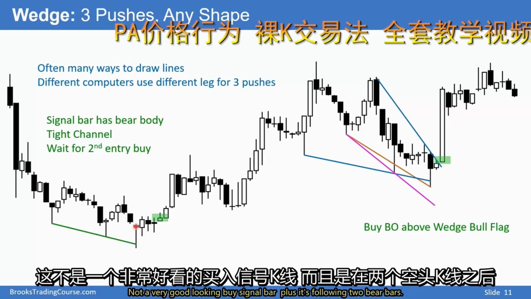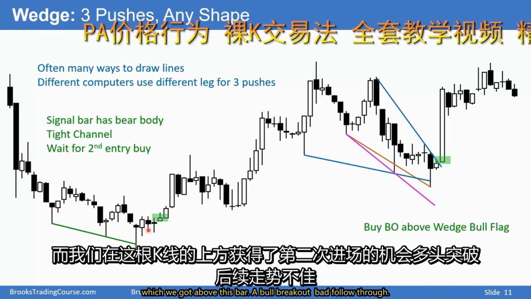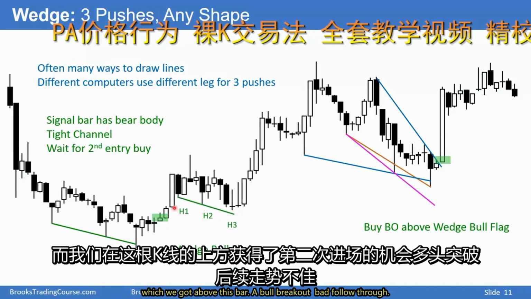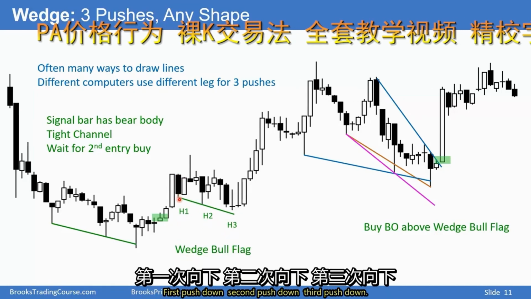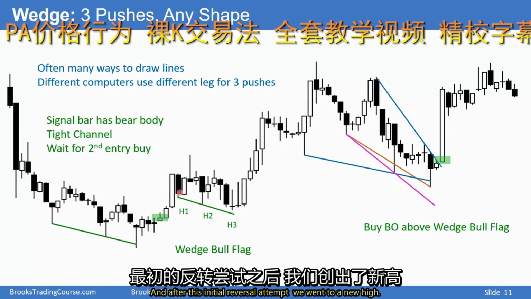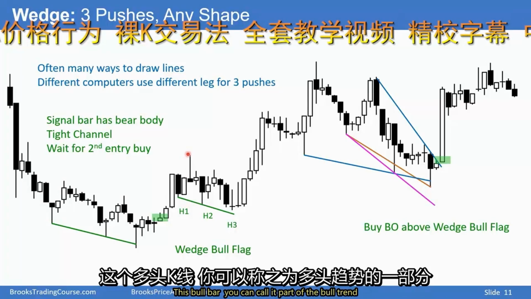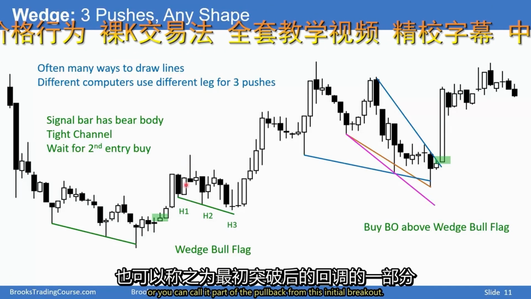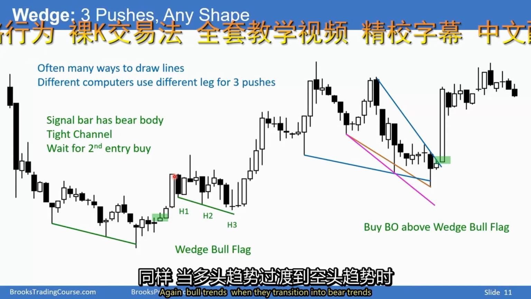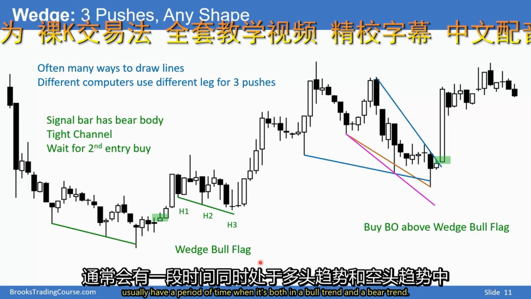Not a very good looking buy signal bar, plus it's following two bear bars. Usually higher probability to wait for a second entry, which we got above this bar. A bull breakout, bad follow through, first push down, second push down, third push down. An undershoot did not reach the line, and after this initial reversal attempt, we went to a new high. This bull bar, you can call it part of the bull trend, or you can call it part of the pullback from this initial breakout. Again, bull trends, when they transition into bear trends, usually have a period of time when it's both in a bull trend and a bear trend.